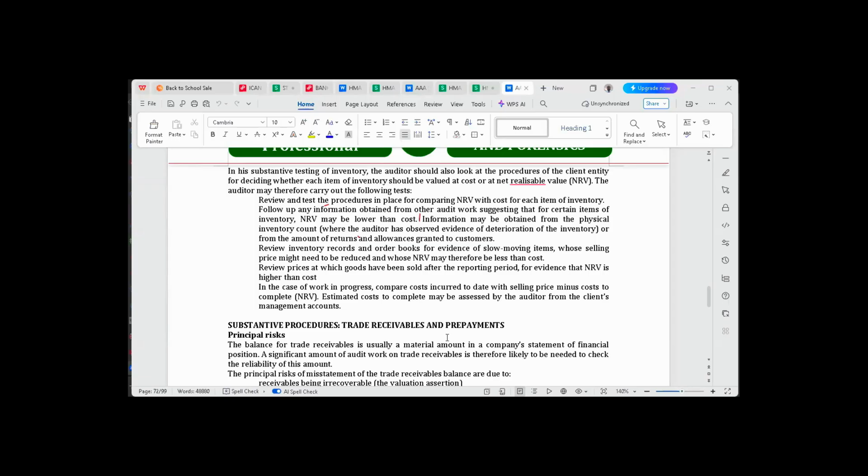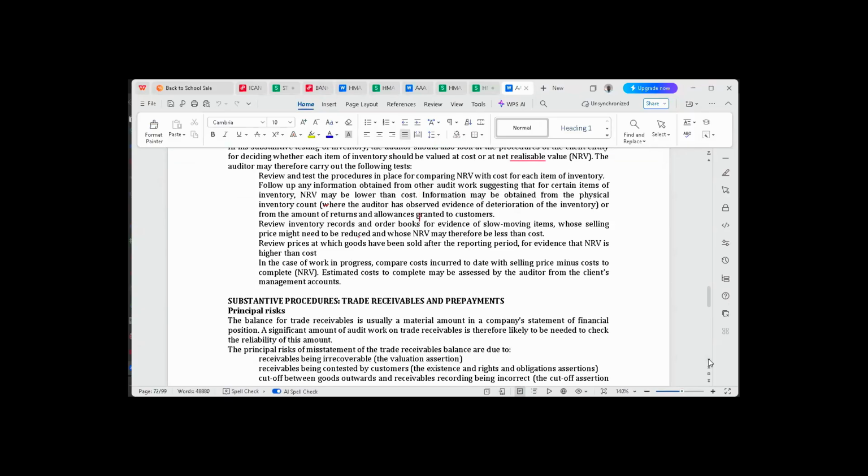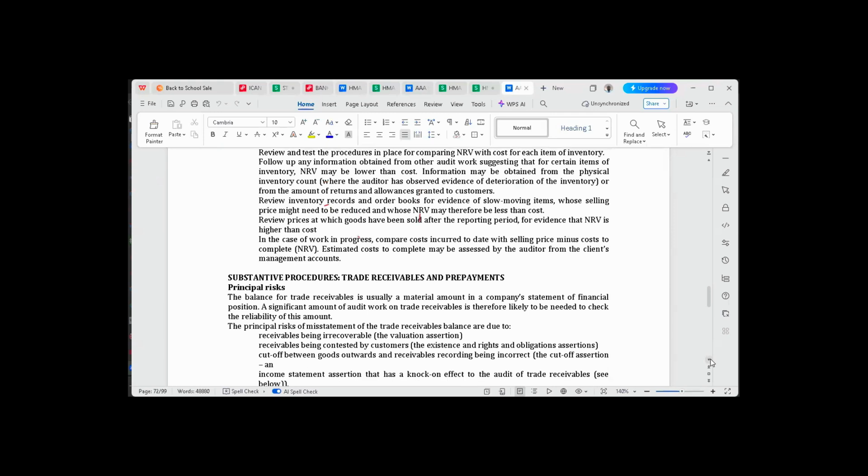So we go to substantive procedure for trade receivables. Now, trade receivables is the same thing as debtors, right? The same thing as what? Debtors. Now, what do we mean? Remember that debtors or trade receivables are part of the current assets contained in the statement of financial position. Now, what are the principal risks that are attributable to trade receivables? When you have trade receivables, what are receivables? Let's start from there. What are receivables?